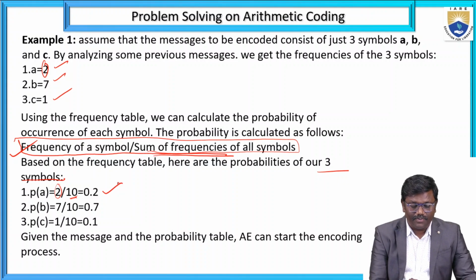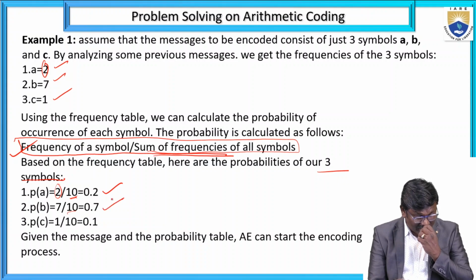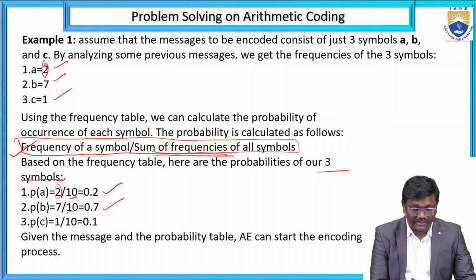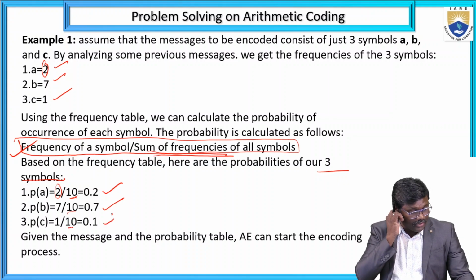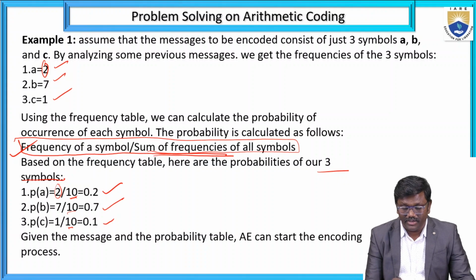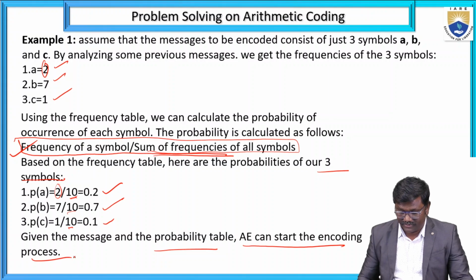0.2. The probability of B: the frequency of the symbol is 7, and the sum of the frequencies of all symbols is 10, so we get 0.7. That is 7 by 10. The probability of C, the third symbol: the frequency is 1, and the sum of all the frequencies is 10, so we get 0.1. Given the message, the probability table enables us to start the encoding process.